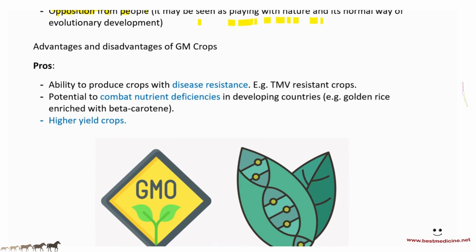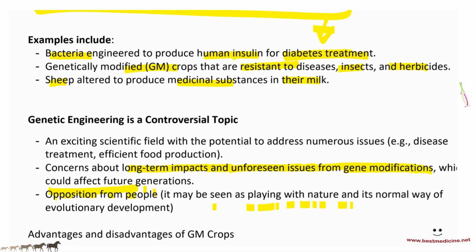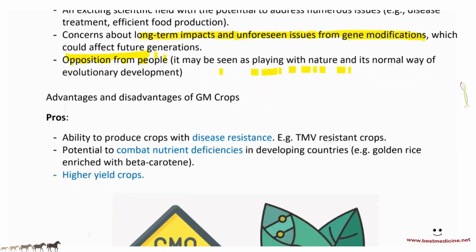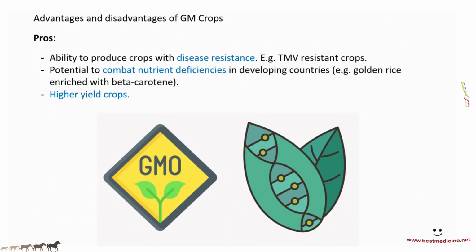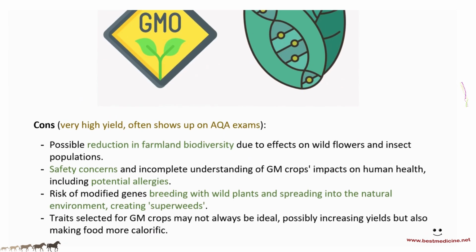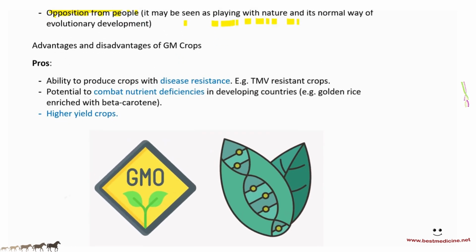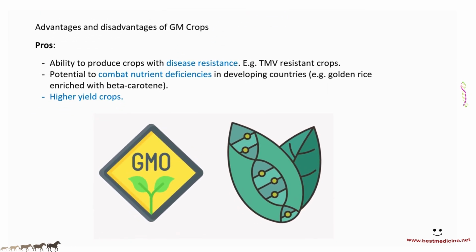So, next up we have GM crops, right? We just talked about genetically modified crops that are, for example, resistant to diseases, insects, and herbicides. I've made a separate section on this because this occasionally comes up on the exam, on the AQA exam. They can ask you about the pros, but most importantly, they will ask you about the cons of GM crops, and that's quite important. The cons are very important. So let's have a look.